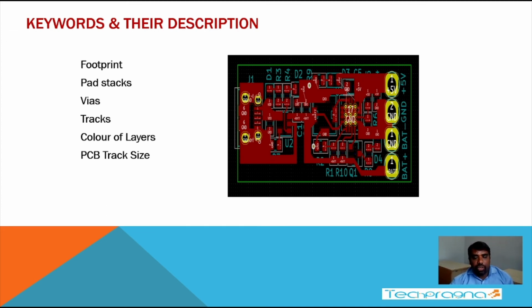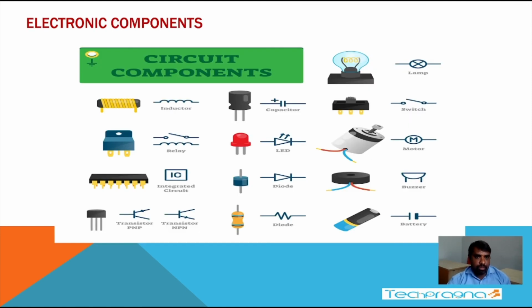When you are going to learn PCB designing, we have some points: footprint, pad stack, wires, tracks, color of layers, PCB tracks. What is footprint? What is pad stack? What are wires? What are tracks? What is color? What are PCB tracks? One by one we are going to learn these in our sections. So these are the basic components we are using in our board. Without using this board, we cannot make even one small circuit, and we cannot learn.